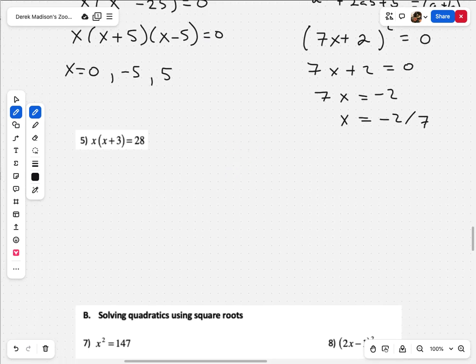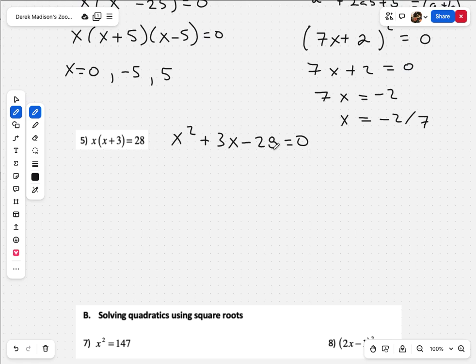This last one is not in standard form, so I'm going to distribute that x through and bring the 28 over. So x times x would make x squared, x times 3 would make 3x, and then instead of equals 28, I'm going to subtract 28 on both sides, have minus 28 equals 0. So again, that first step is getting it in standard form so that I can see what I have.